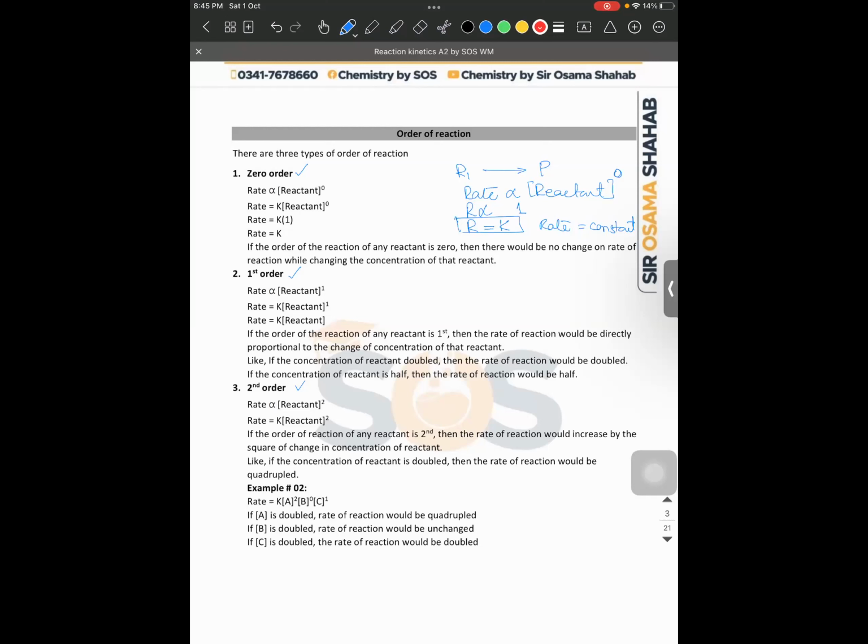Okay, sir. So second is the first order. For example, in any reaction, the reactant is added and the product is formed, so we are simply saying that the rate of this reaction is directly proportional to the concentration of the reactant, and this reactant is, for example, first order.